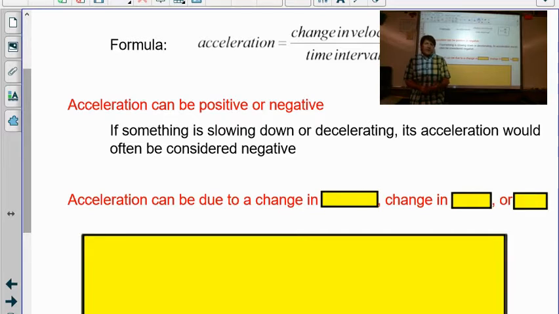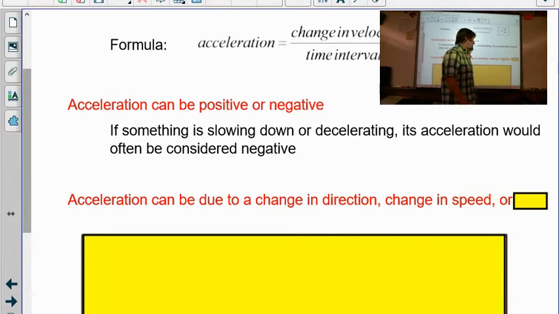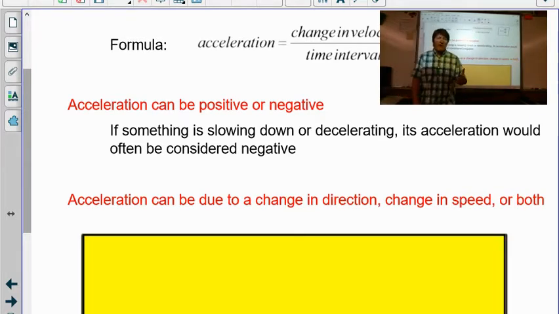So there are really three ways, I guess, that you could change your acceleration. You could change your direction, or you could change your speed, or you could do both. Okay, so is it a change in direction, a change in speed, or both? Just think about your car. Really, you have three ways in your car, or I guess four if you add both, of changing your acceleration. You can just turn the steering wheel.